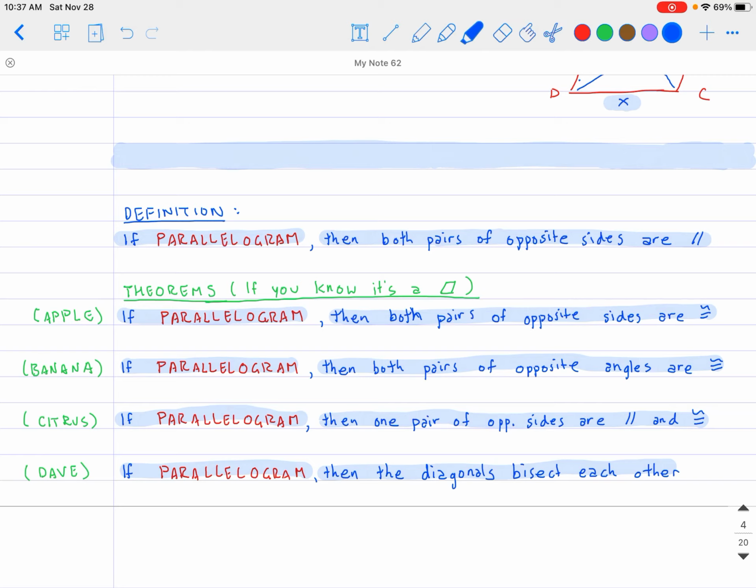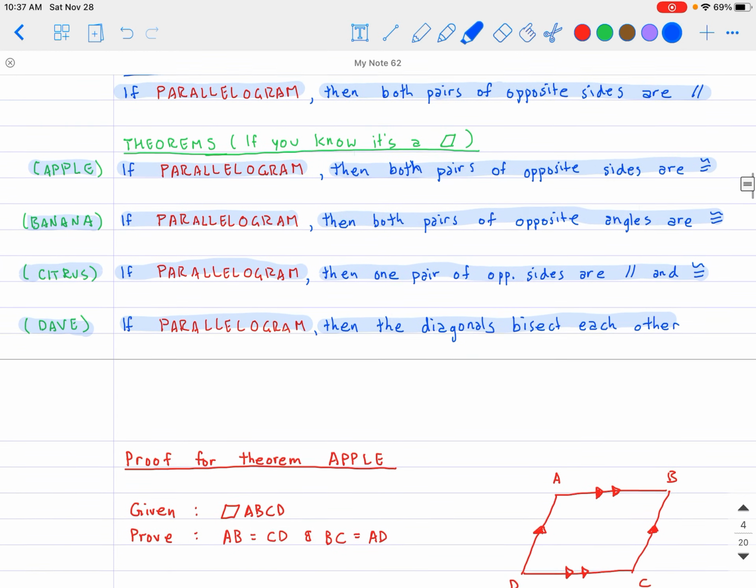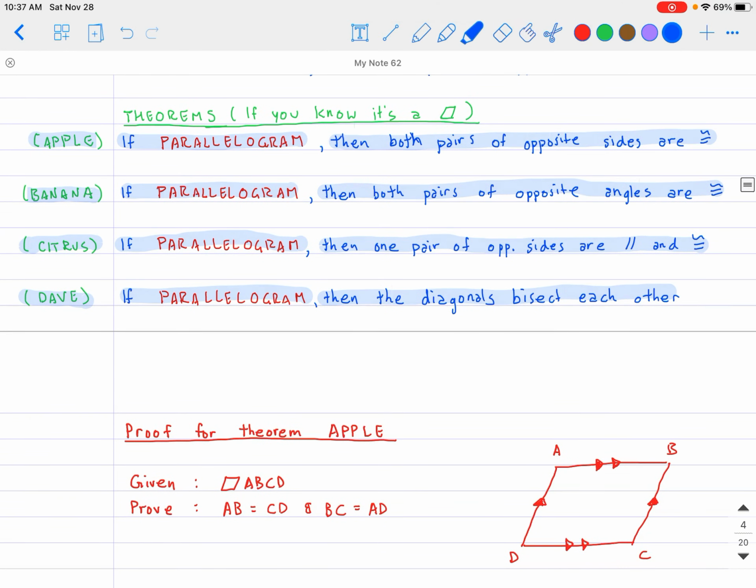Let's go ahead and say the first one, we'll call it theorem apple. The second one, we'll call theorem banana. Next one, we'll call it theorem citrus. And the last one, we'll name it theorem Dave, because I can't think of a fruit that starts with D. So those are going to be theorems that we're going to have for the section.